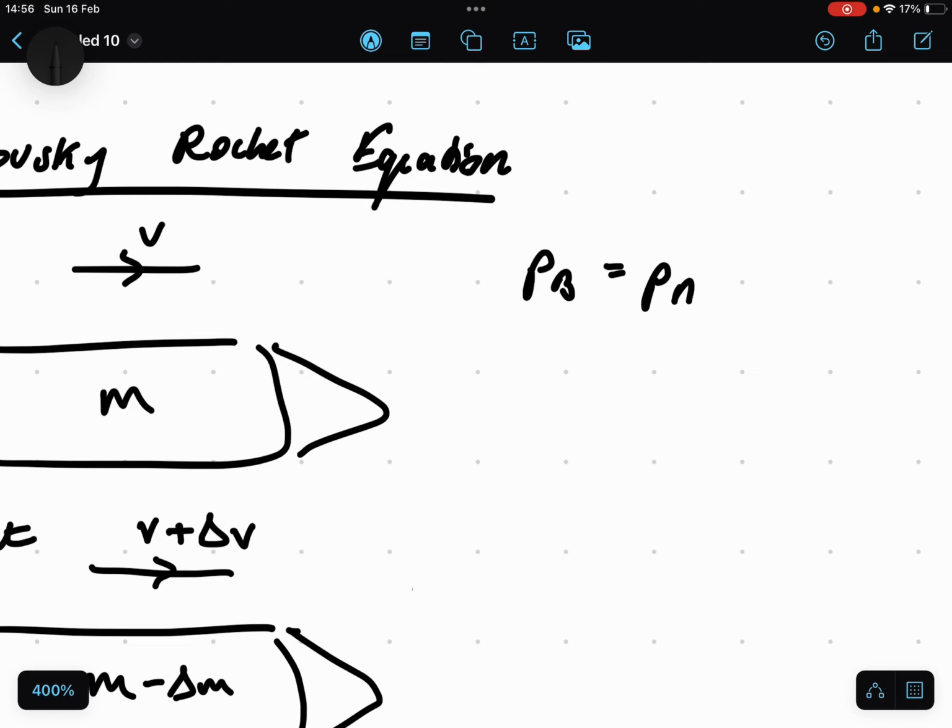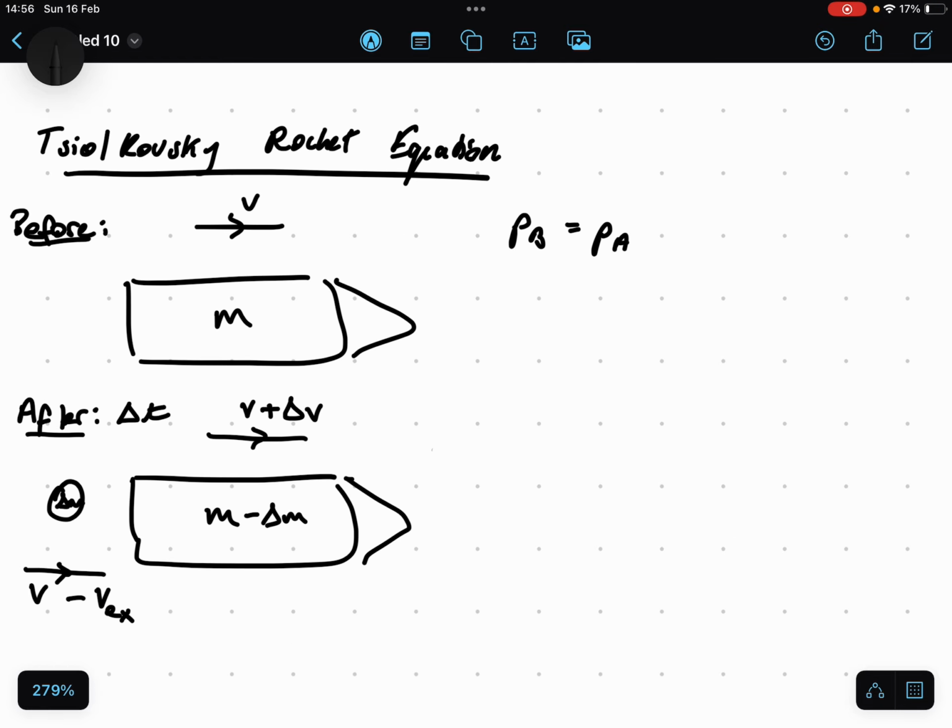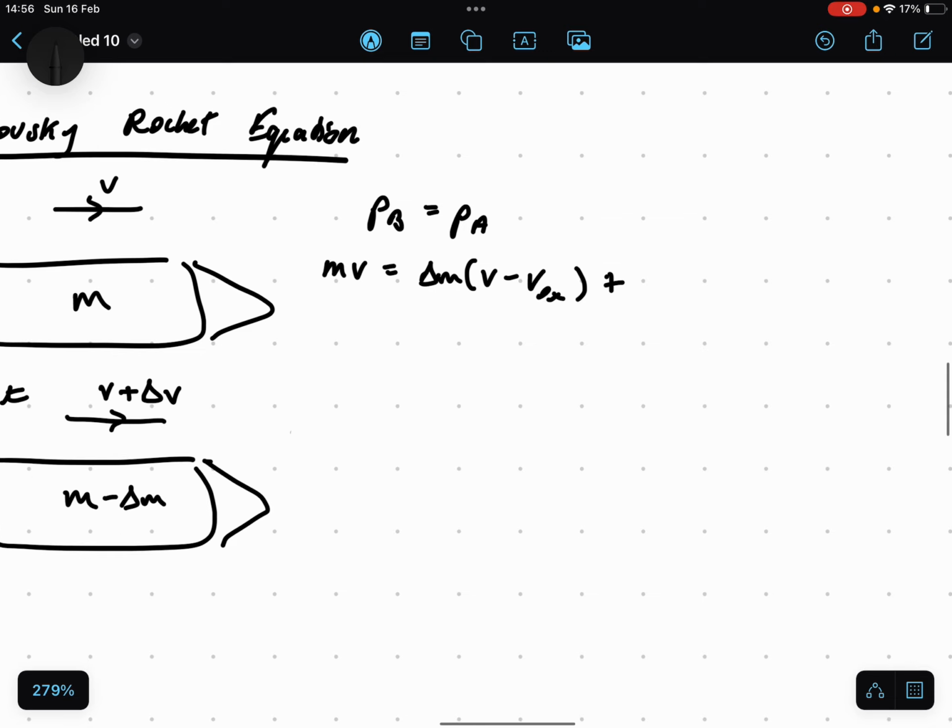The momentum before is quite straightforward. It's just mv. But the momentum afterwards is going to be that little delta m times v minus v exhaust, plus v plus delta v times m minus delta m. Cool. Now let's keep going. We're going to have mv equals v times delta m minus v exhaust times delta m, and we're literally just going to multiply this out.